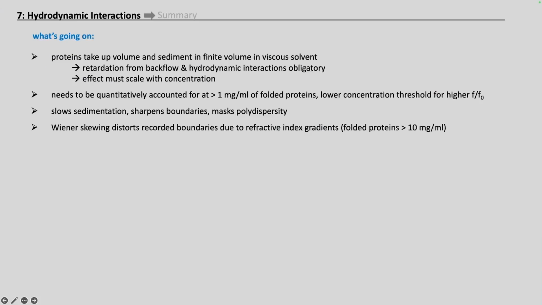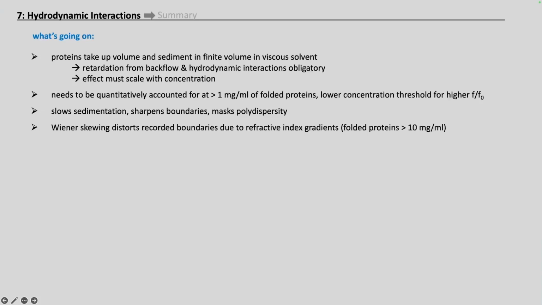Let us recapitulate. Molecules take up volume and sediment in a viscous solvent and in a finite container. Therefore, backflow and hydrodynamic interactions are inevitable, and clearly the effects must scale with the number of sedimenting particles. Empirically, we find that for folded proteins, the effects become significant above about 1 mg per mil, although the threshold can be much lower for more extended macromolecules. What's happening is a retardation of sedimentation, boundary sharpening, and masking of polydispersity. On top of this, Wiener skewing from the associated refractive index gradients creates optical aberrations.